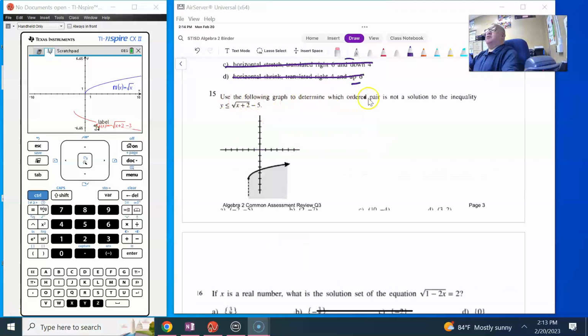Use the following graph to determine which ordered pair is not a solution. So we have negative 2, negative 5. That's not going to be a solution because it's on 1, 2, 3, 4, 5. Oh, wait, that is on the point. 2, negative 7, that is a solution. So it's actually D. D will not be a solution.